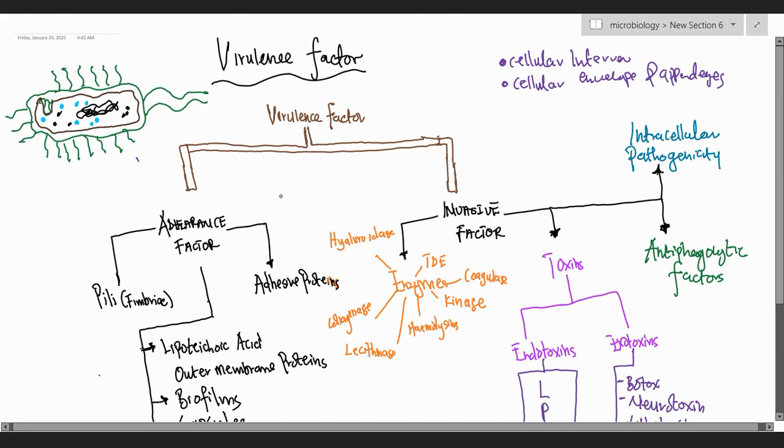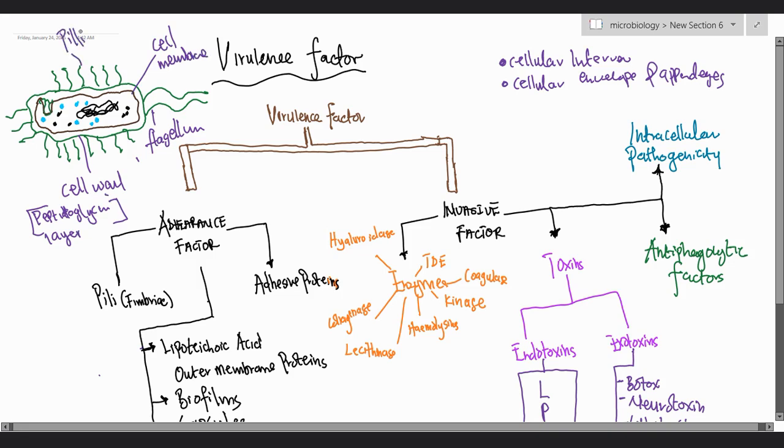Okay, so we have here the structure of the bacteria. So we are going to label the cellular envelope and appendages and also the cellular interior. Among the cellular envelope and appendages, we have the flagellum, we have the cell wall, which consists of what? Of the peptidoglycan layer. Then we have the cell membrane, we have the pili or fimbriae.